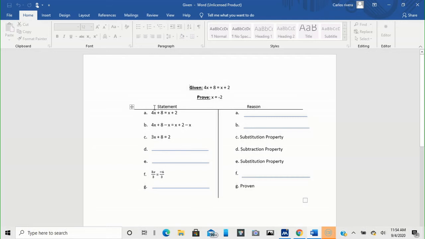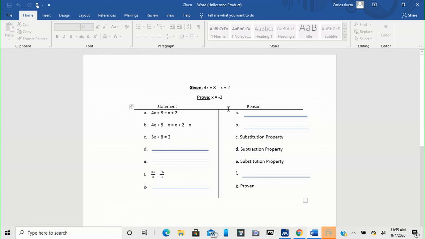So, remember, statement, reason. You have 4x plus 8. You have to tell me what it is. Obviously, your first one's always the given. I'm going to leave the rest up to you guys. But remember, once you have all of these filled in, make sure you fill in the other side. Take a picture of it. Or if you have to redo it on paper, that's fine. Redo it on the paper and then fill it in.